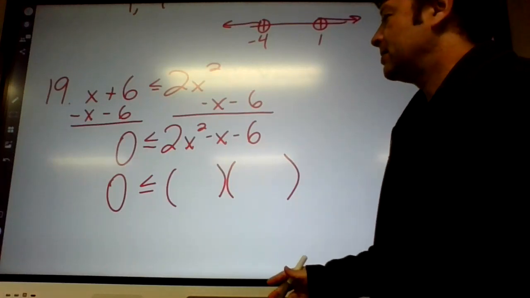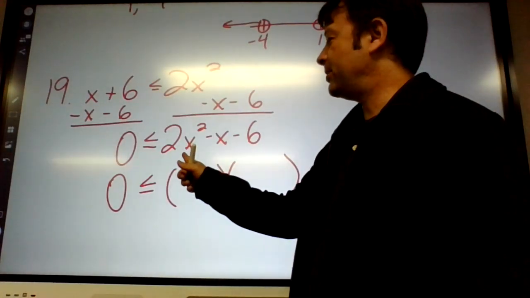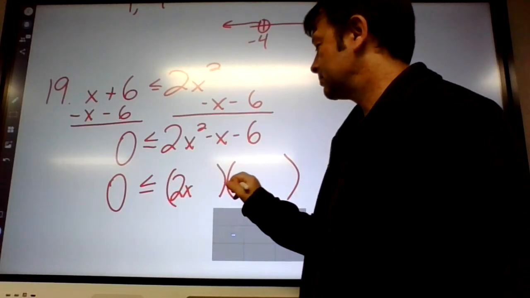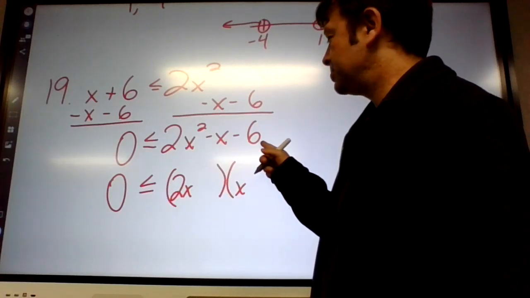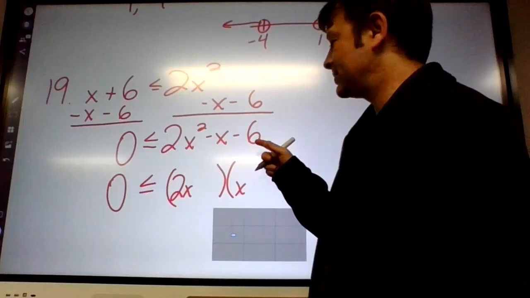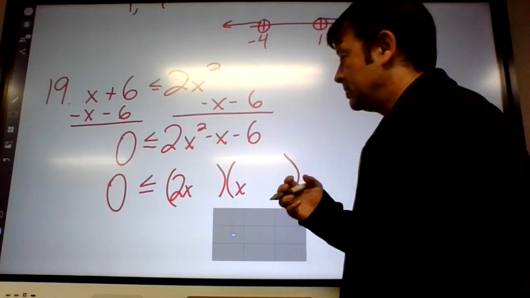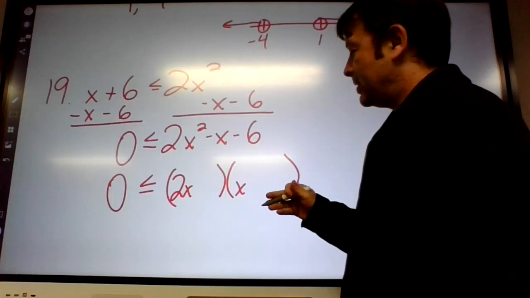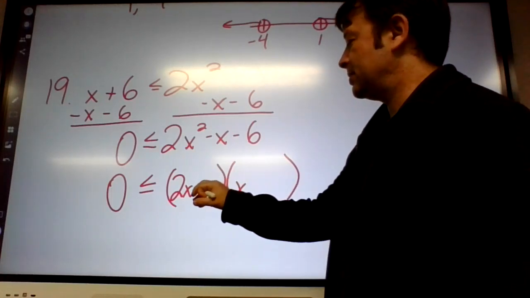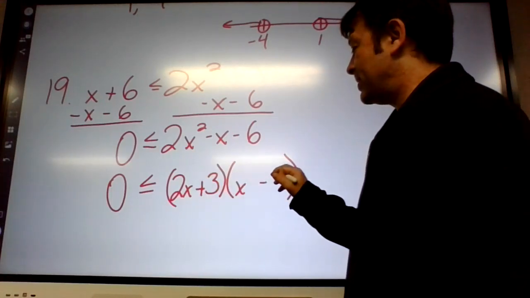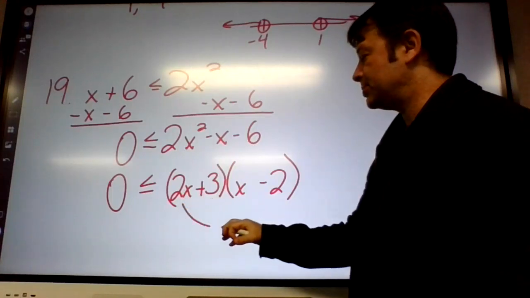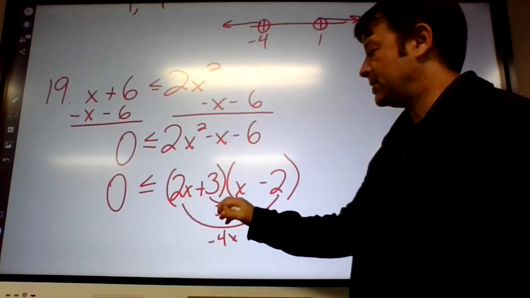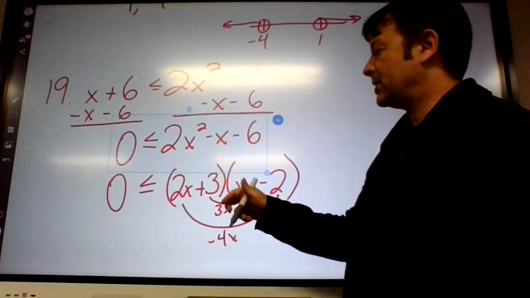Okay, what's going to go in the front on this one? x and x. What goes in the back? Negative 6. Positive 6, negative 2, negative 3. Negative 2, positive 3, or positive 3, negative 2. It's going to need to be positive 3, negative 2, because the outside is negative 4x, the inside is 3x, and that adds up to negative 1x.